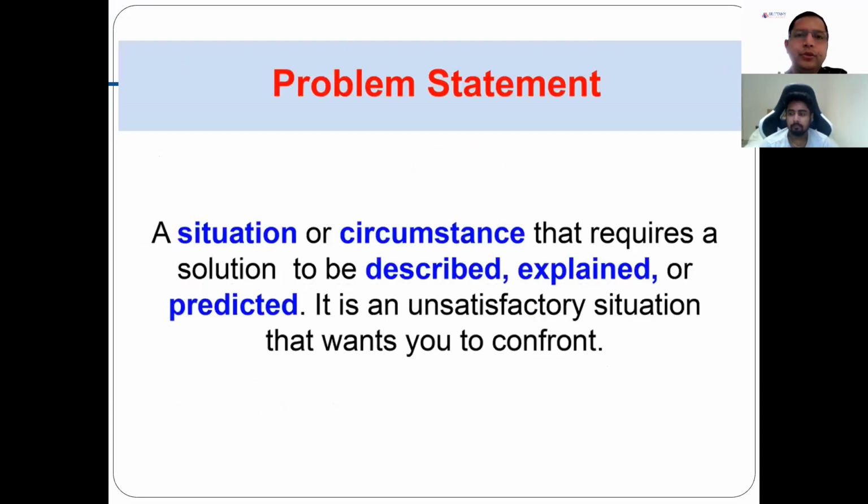Right. So once you have written your introduction and given background information of your research, the most important point is then to write your problem statement. A problem statement is basically a situation or circumstance where a solution needs to be described, explained, or predicted. It is an unsatisfactory situation that you want to confront.